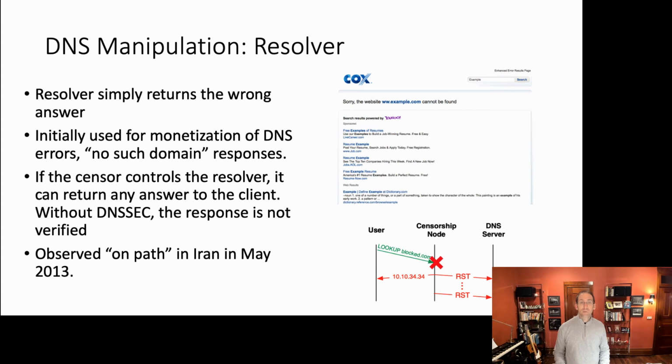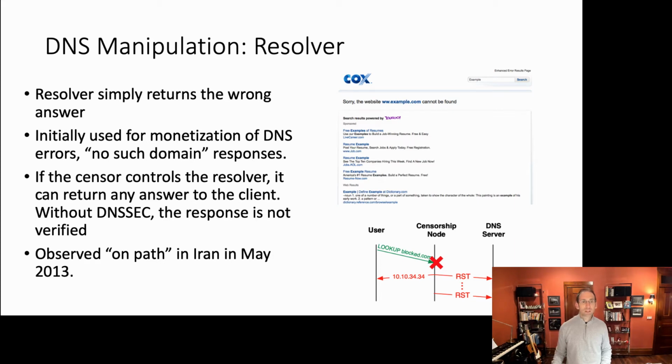The DNS can be manipulated. Because the domain name system has historically not been secured or authenticated, DNS manipulation is a common tactic of internet censors. DNS manipulation is a simple process. A resolver simply returns the wrong answer or the wrong IP address for an internet name.